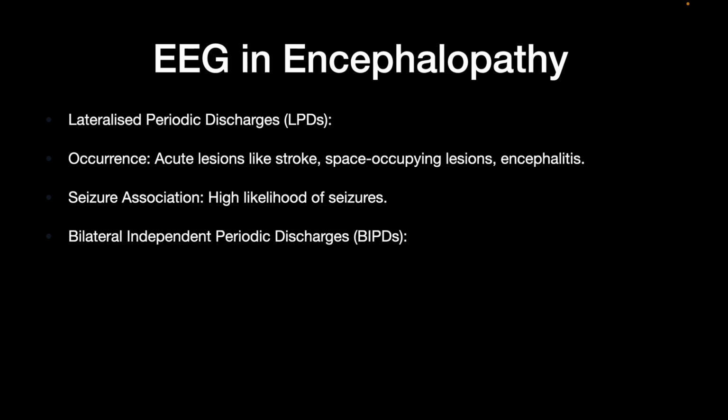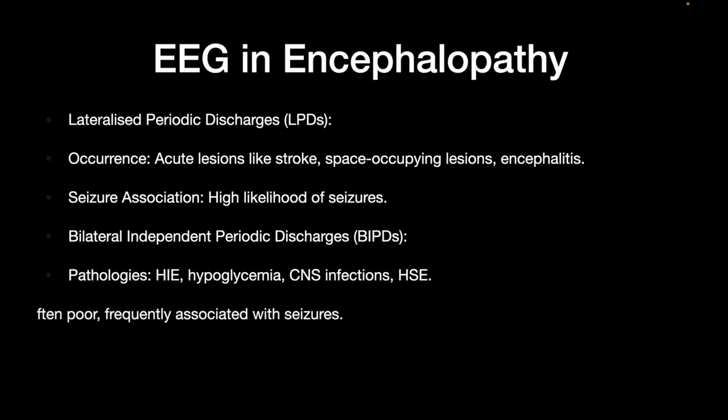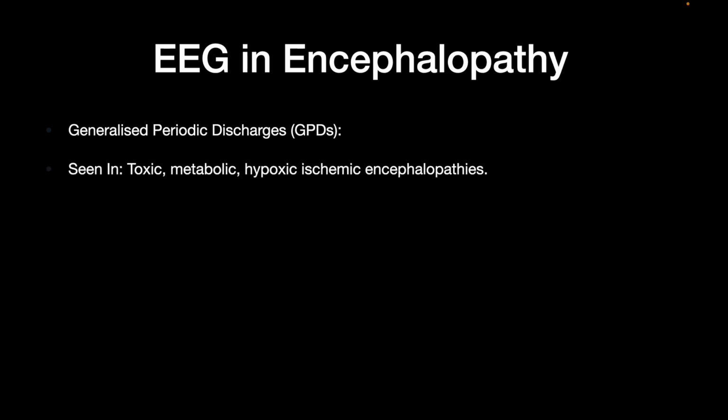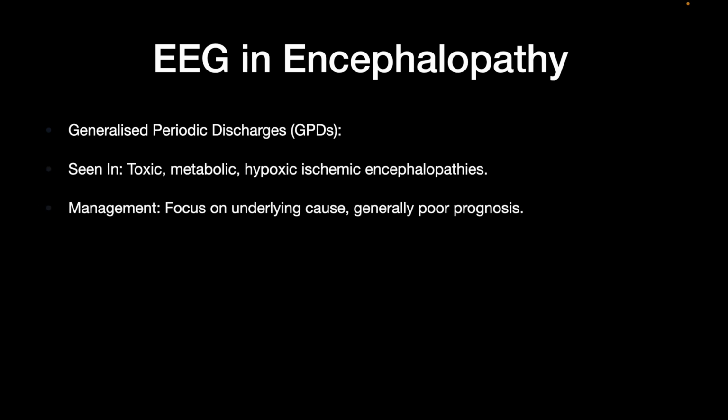Bilateral independent periodic discharges, that is BIPDs, are due to hypoxic ischemic encephalopathy, hypoglycemia, encephalitis, meningitis, or herpes simplex infection. The prognosis is often poor and frequently associated with seizures. Finally, we have the GPDs, that is generalized periodic discharges. They are seen in toxic, metabolic, and hypoxic ischemic encephalopathies.